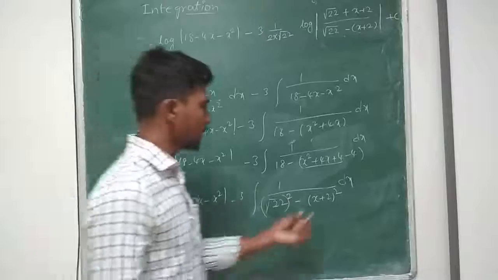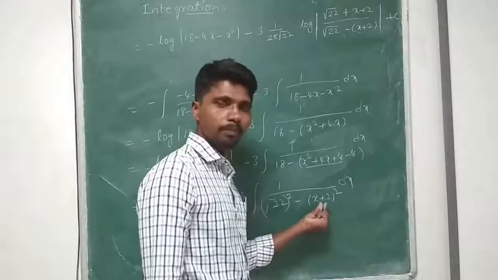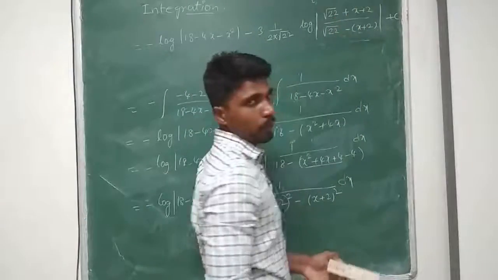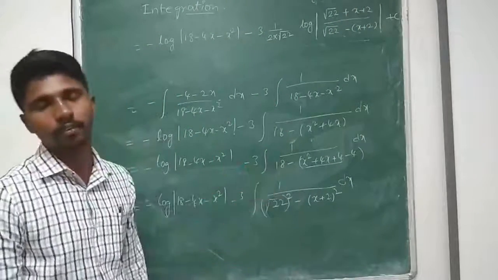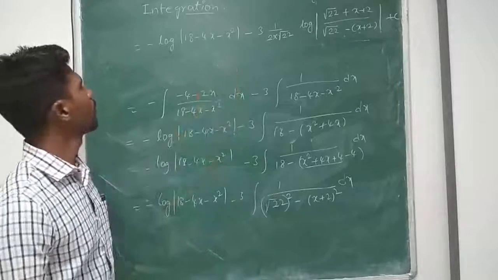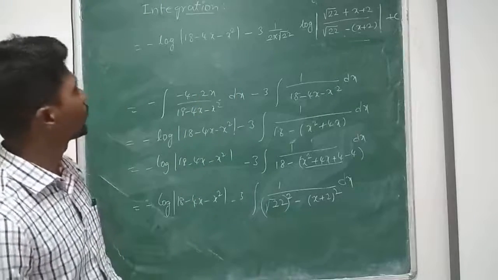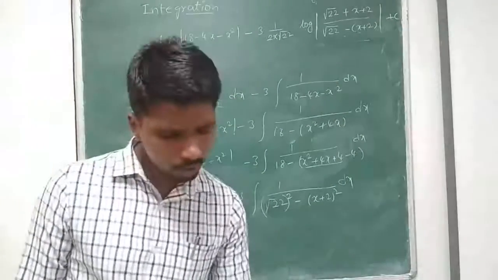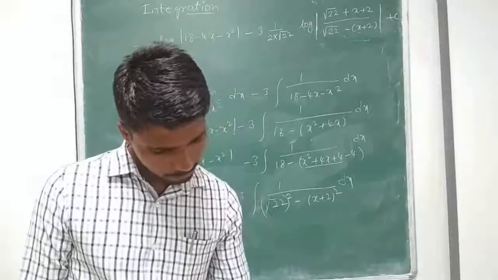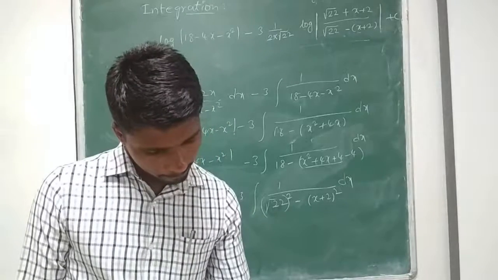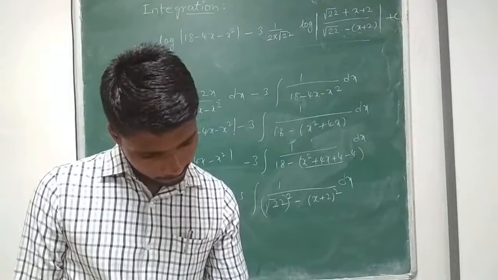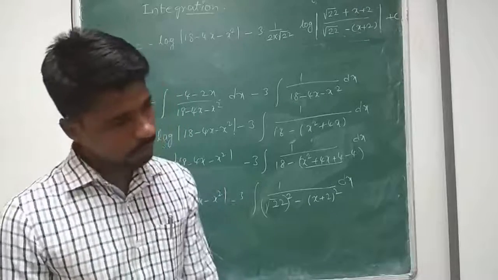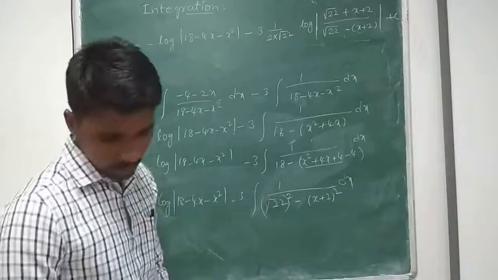So it is not like x square form, it is ax plus b form. So what to do? We have to divide this one by the coefficient of x. What is the coefficient of x? 1. If we divide by 1, it never changes. So this is our answer: minus log modulus of 18 minus 4x minus x square, minus 3 by 2 root 22 into log modulus of root 22 plus x plus 2 by root 22 minus of x plus 2.